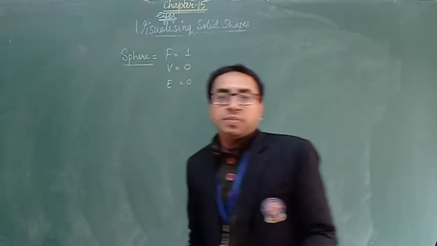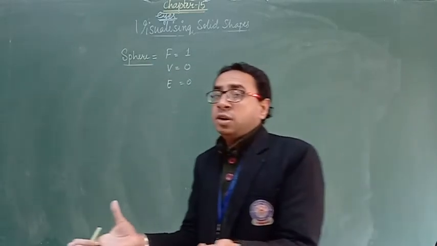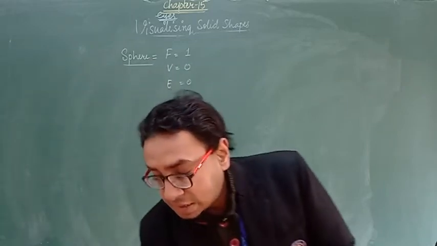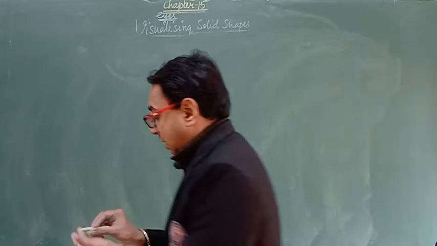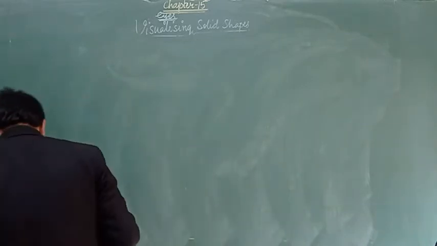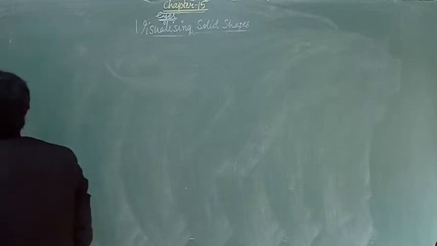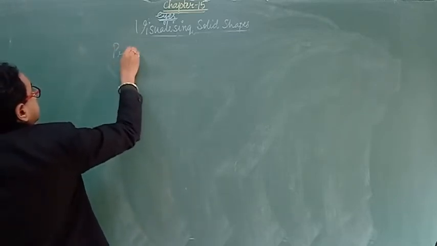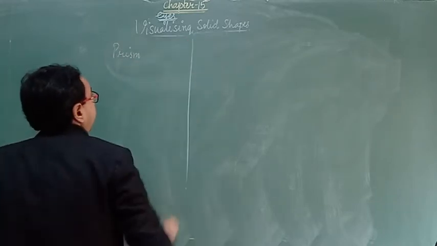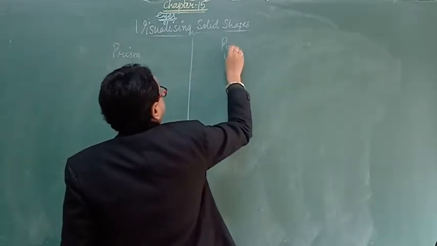You can see a ball. There is no line, there is no corner in a ball. Are we clear? Next is the last important topic, that is prism and pyramid.